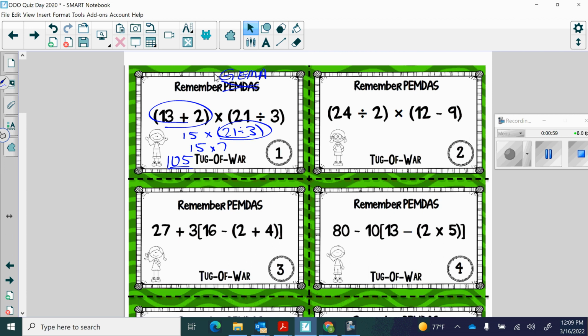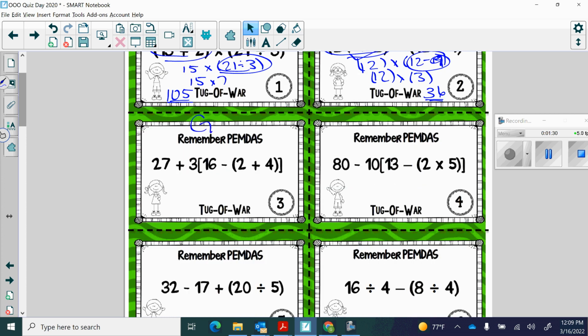Second one. Again, we're looking at GEMMA. So we're going groupings. I've got a grouping here. 24 divided by 2 gets me 12 times 12 minus 9. I now have a grouping on the back side. That's a 9. Gives us 12 times 3. Groupings are done. No exponents. We just go straight to multiplication. Gives us an answer of 36. Next up.